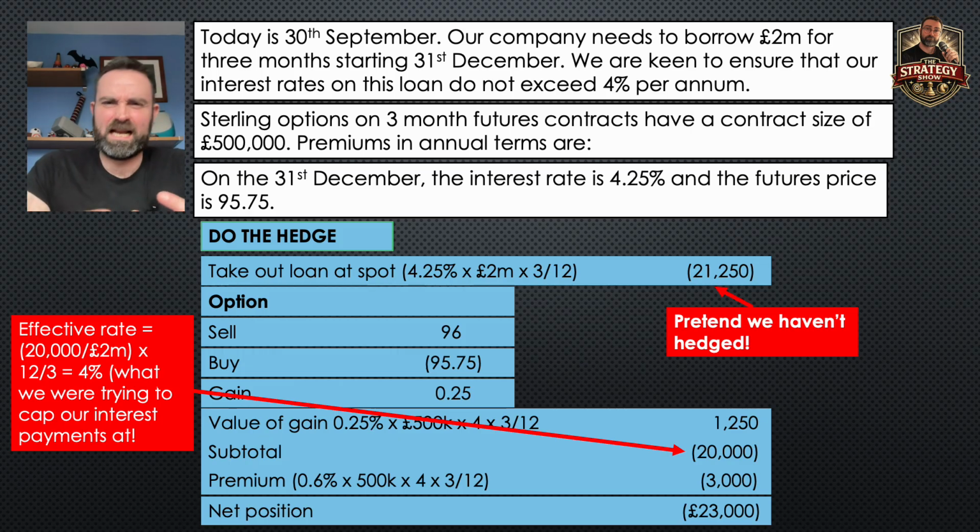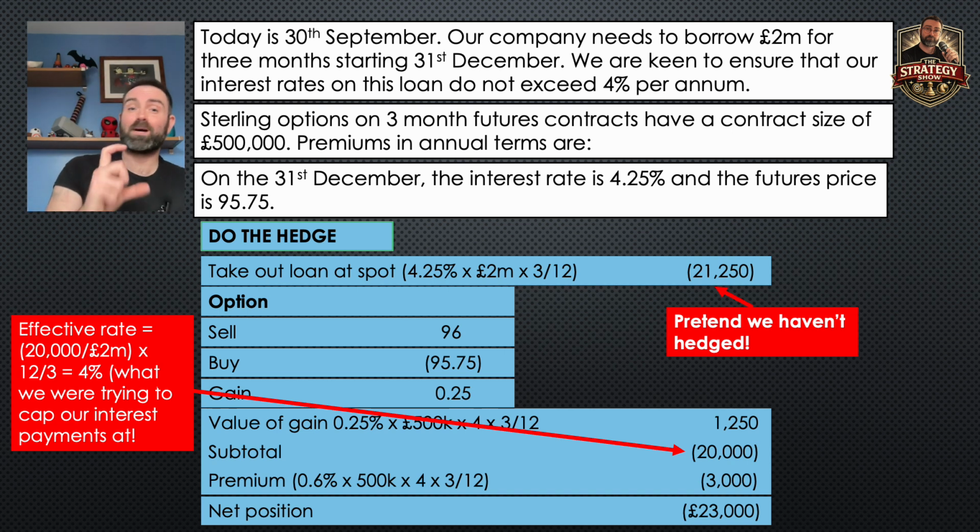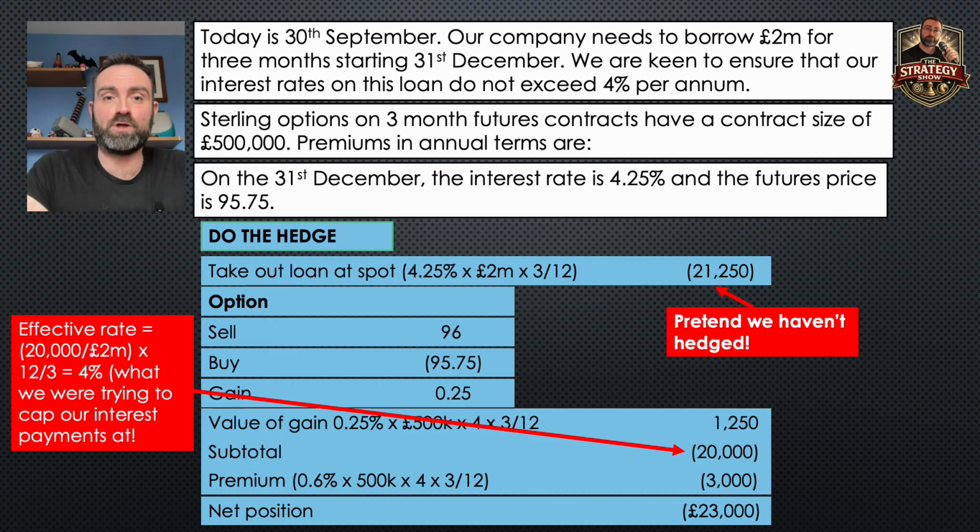Now, I'll not show this calculation on here, but we can work out our true effective annual rate based on that £23,000 payment, just like we did for the effective rate before. Basically, what we end up paying, £23,000, equates to a 4.6% annual interest rate. Now, that's simply because of the premium. We're paying the 4% interest we were capped at by the option, but we're also paying that extra 0.6% premium on top. That's actually worse than the prevailing market rate, which is 4.25%.